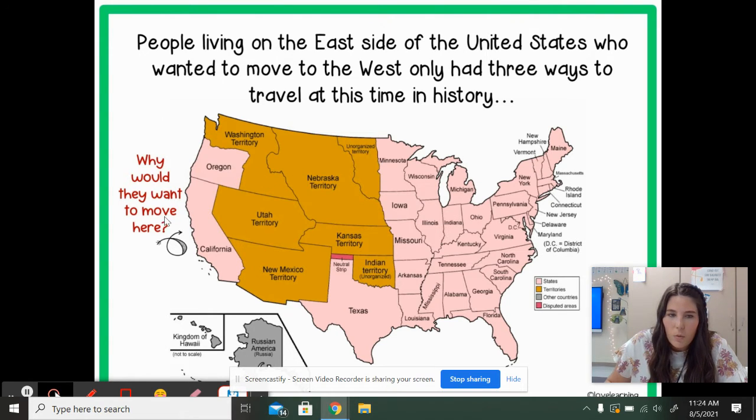So, why would people want to move here? Well, a lot of people wanted to move, one, maybe for money, for a new job out here on the coast at California or Oregon. A lot of people might have wanted to move for any type of freedom, or just lots of people wanted to move because they're very adventurous. So we see this is really kind of what our map looks like.